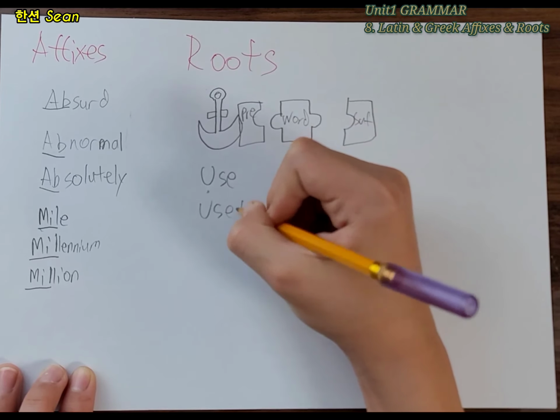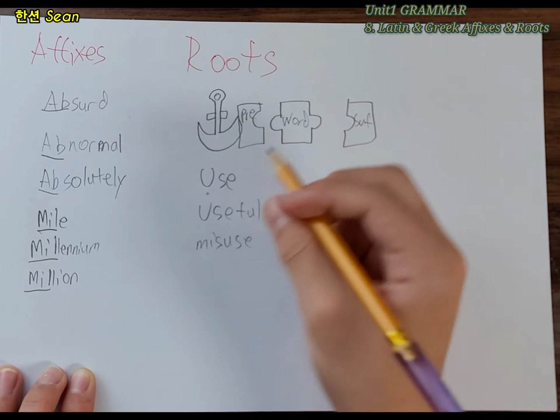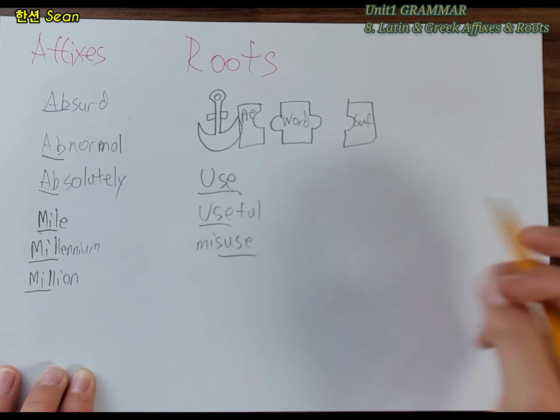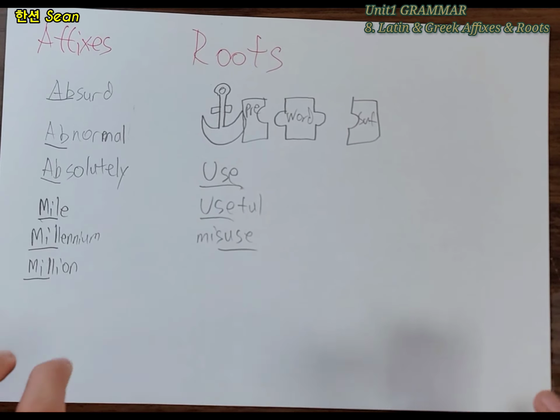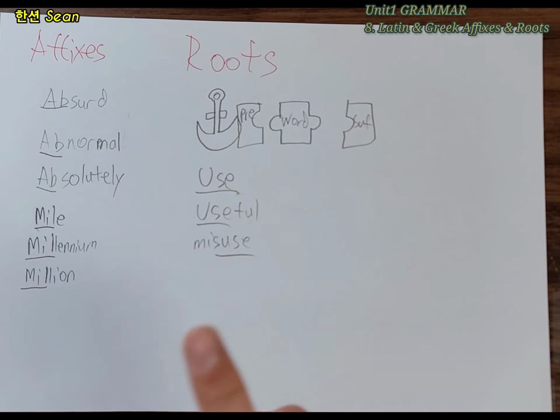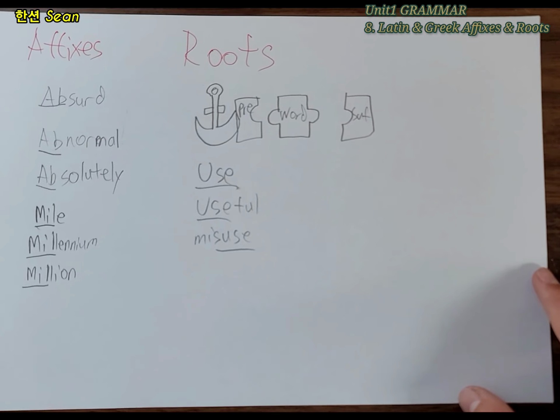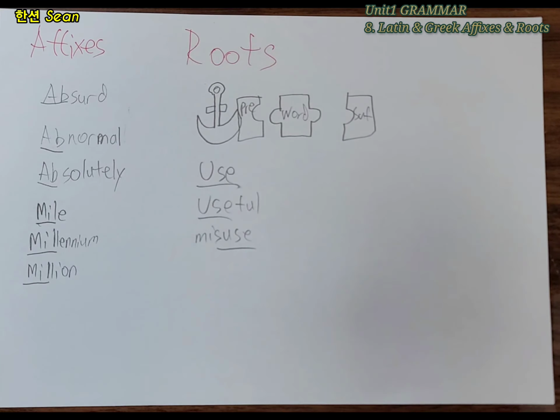Use, useful, and misuse all come from the word use. All these have the word use in them, and you add an affix to a root to create the different meanings. Use means to employ something. Useful means able to be used. And misuse means used incorrectly.